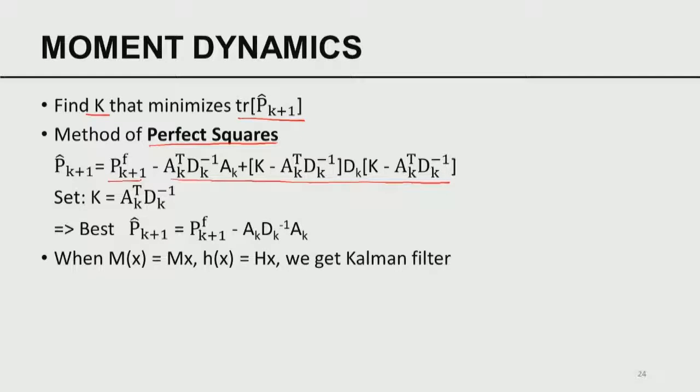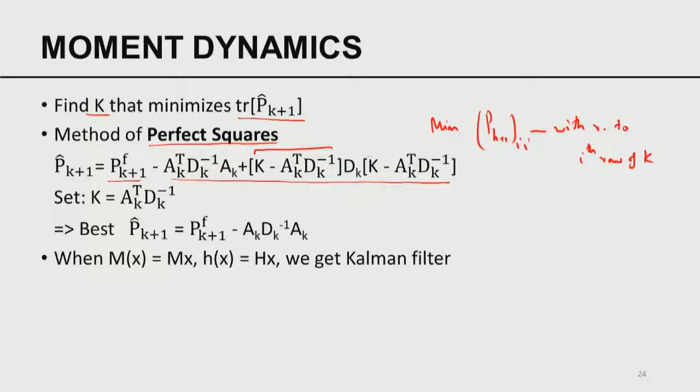In the earlier case, what did we do? We minimized the ith term, in other words, we minimized P K plus 1 ii with respect to the ith row of K. In here, I am demonstrating another basic principle. We are simply trying to express the previous quadratic expression as the product of these two. This is called the method of perfecting the square.